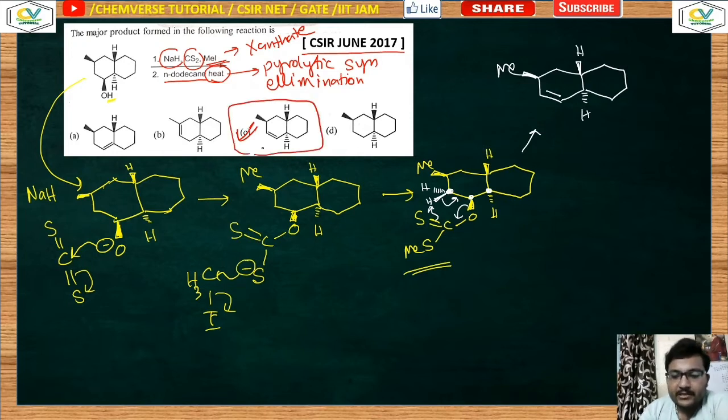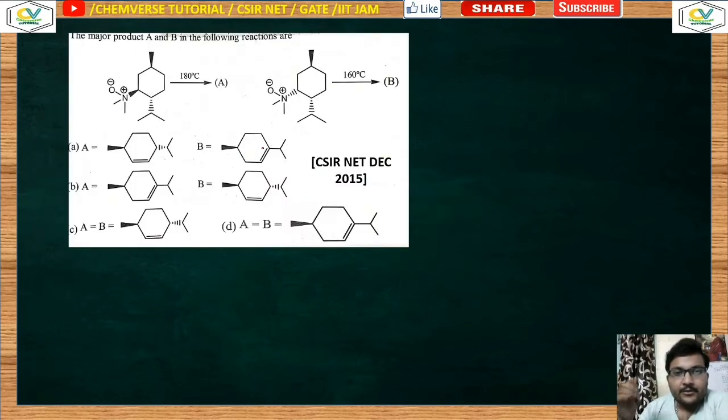Clear? It's very simple. The only thing you need to remember is that here syn elimination occurs. So you need to understand what is the geometry. It will abstract hydrogen from its syn position. That means on the same side. If it is above position, the hydrogen will be in the above position. If it is in the below position, the hydrogen will be abstracted from below. Clear? Okay. Now let's move on to our next question.